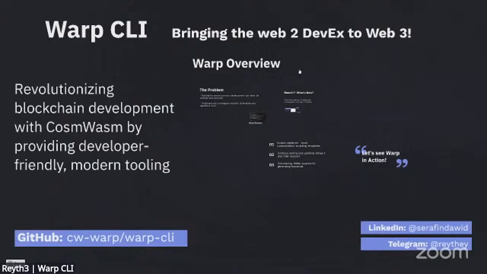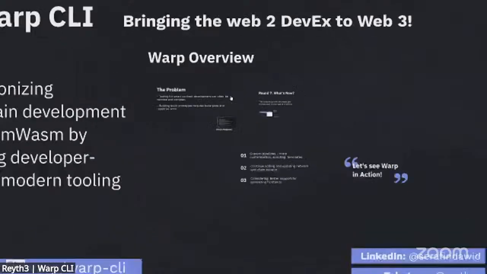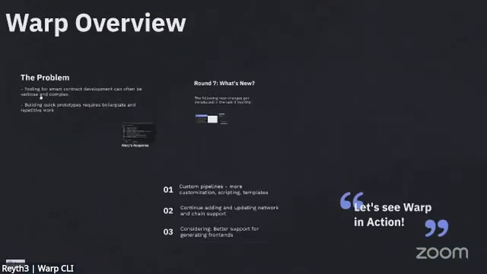So let's maybe start with what Warp actually is, just a quick overview. Warp is a set of developer tools that basically helps either new developers to Cosmos or just experienced developers. It's helpful for basically all developers that are building smart contracts and dApps for Cosmos based chains.